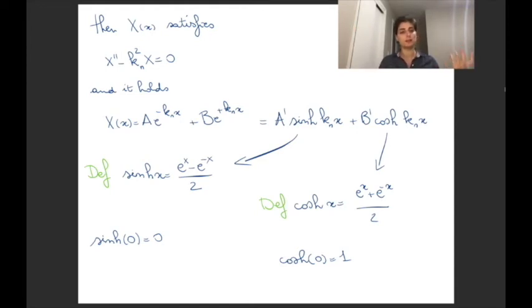So we have this equation: x second minus k_n squared, which we defined just before from the Sturm-Liouville problem of the y dimension, times x equals 0. And this is an equation that we can solve as the sum of two exponentials depending on k_n.